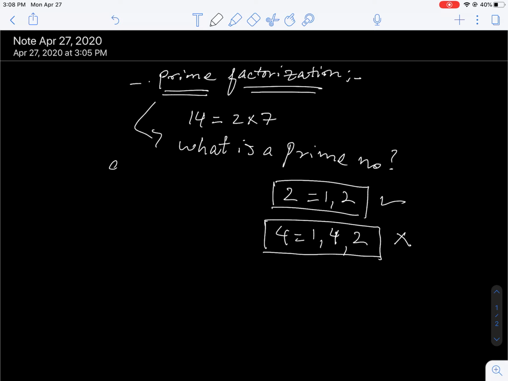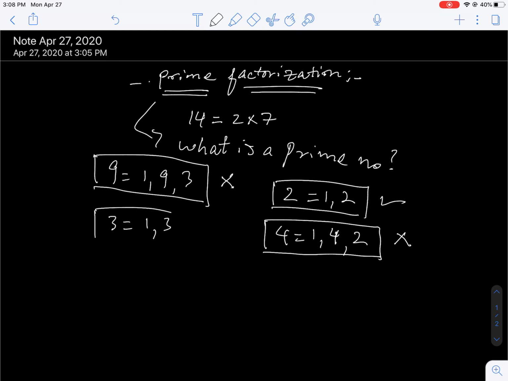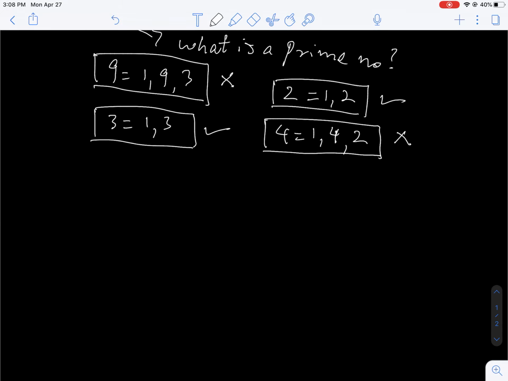Let's take an example of 9. It can be divided by 1, by 9, and we can divide it also by 3. So is this a prime number? 9? No, it's not a prime number. Is 3 a prime number? We can divide 3 by 1 and we can divide 3 by 3, and it is a prime number. Now what we will do is we'll do something more.